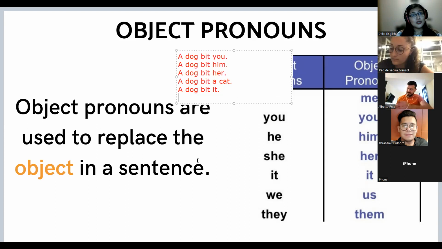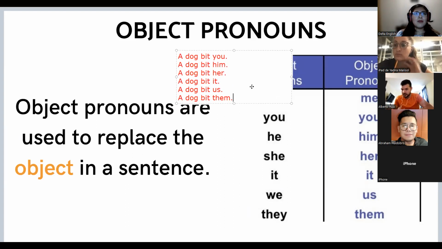For we, it also changes. If we are the receiving part of an action, a dog bit us. And finally, for they, a dog bit them. So when multiple people are receiving the action, I'm going to use them.